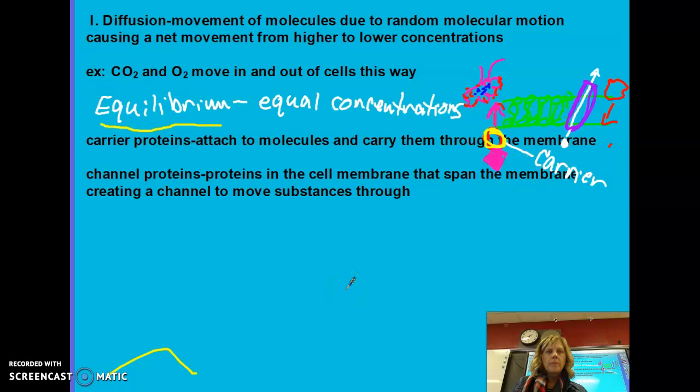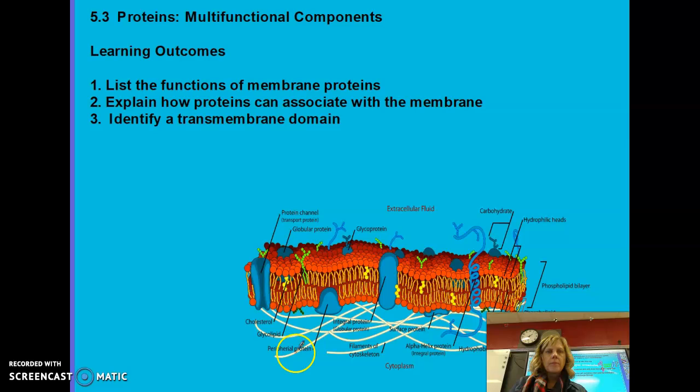And then channel proteins are proteins in the cell membrane that span the entire membrane, creating a channel that usually opens up or is open, more like a tunnel that allows things to move through. So this, again, from our picture before, would be an example of that channel protein you can see. Sometimes they're pretty specific, and sometimes they will transport maybe positive ions of a certain size or something like that.